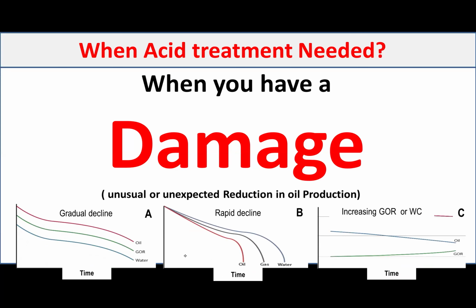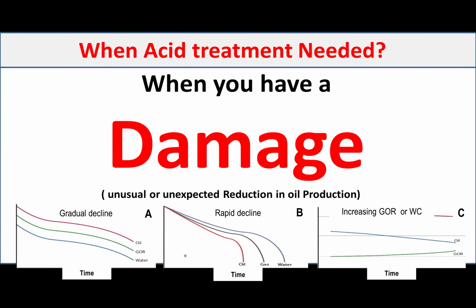The definition of damage is pretty simple. It is an unusual or unexpected reduction in oil and gas production. When producing from the wellbore, usually your reservoir pressure will go down and your rate will go down. That's not damage; that's the expected performance of the reservoir, the expected reduction in reservoir pressure. What we are talking about here as damage is something you are not expecting to happen, something unusual. And this can take different forms.